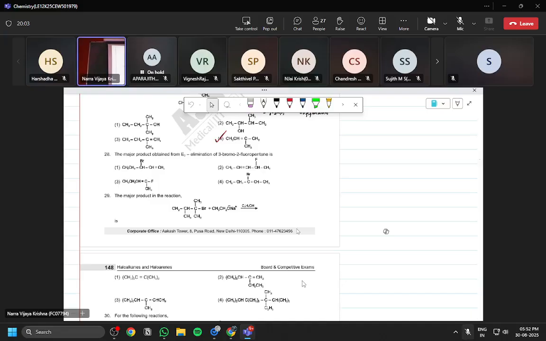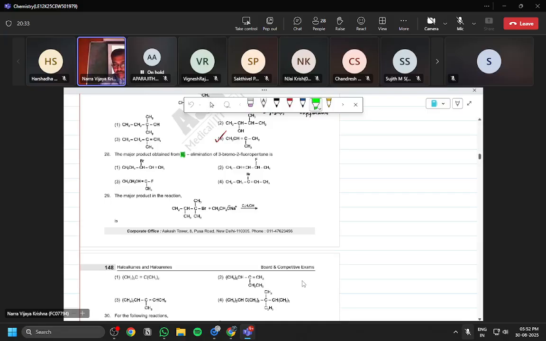We are solving exercise questions. In that, we already solved the first 27 questions of the exercise. Now we are at question number 28: major product obtained from E2 elimination of 3-bromo 2-fluoropentane.